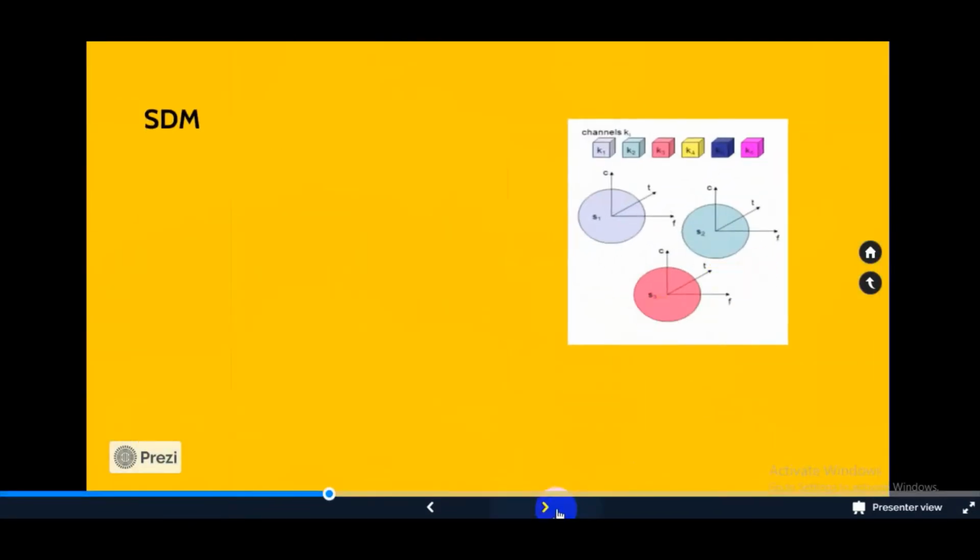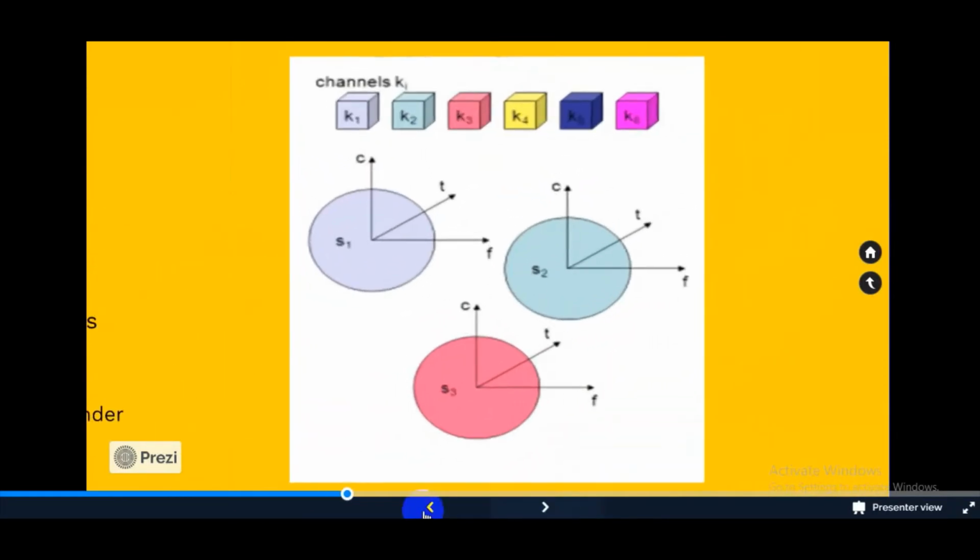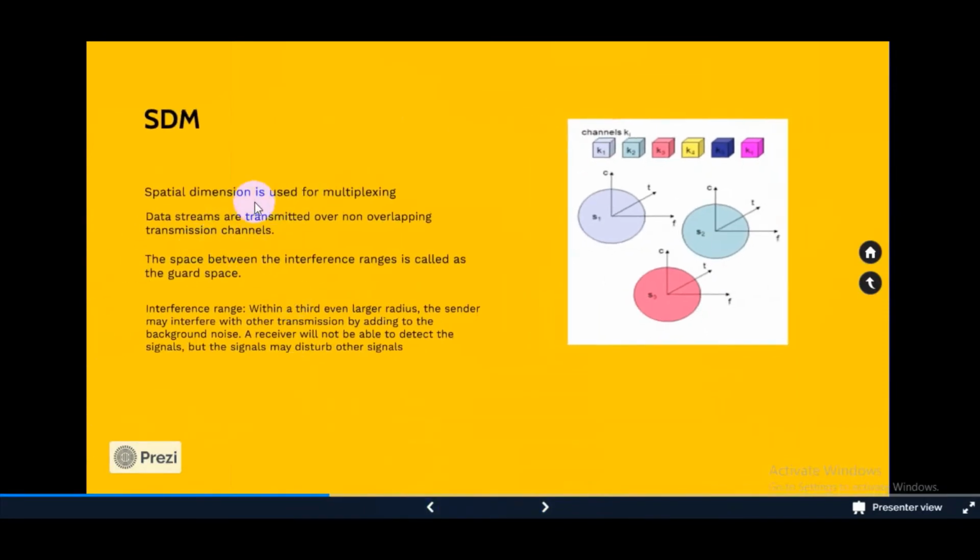When I talk about space division multiplexing, what is it? It refers to the spatial dimension that is used for multiplexing. What do I mean by spatial dimension? Each channel is given a separate space. So K1 is given a separate space, K2 is given a separate space, and so on. And this space is defined via three parameters, that is code, time, and frequency. Within this space, you have these three elements on which multiplexing can happen.